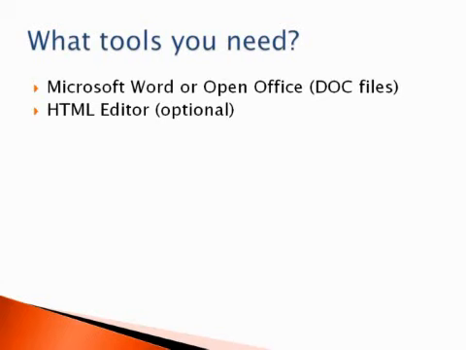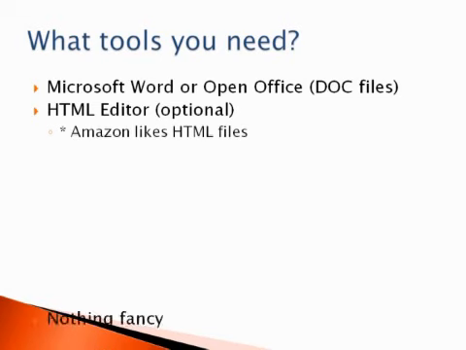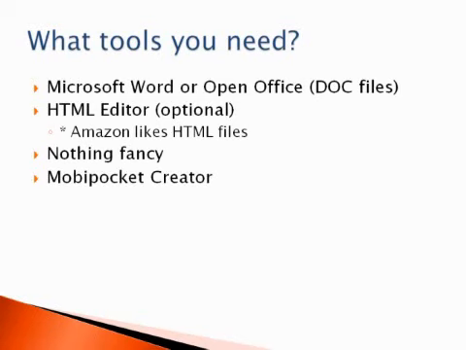And then you're going to need an HTML editor, especially if you want to edit the HTML and things like that. You can convert a Word document into HTML format, which is fine. But with an HTML editor, you have a little more leeway as far as the look of your end product, because Amazon Kindle does allow images and things like that. Amazon likes HTML files. There's nothing fancy about the tools that you're going to need. In fact, you don't need to go out and pay any money. We're going to use a software called Mobi Pocket Creator, which basically allows you to convert your HTML files, I believe, and then protect them and things like that.